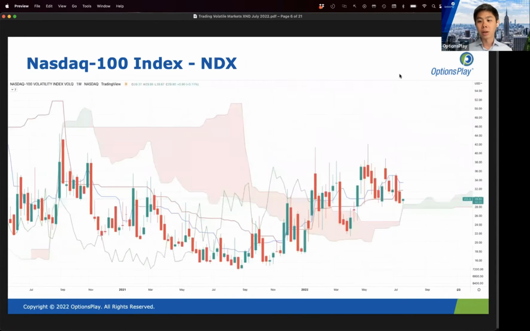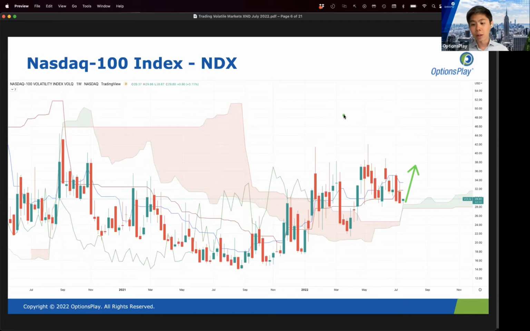The next chart I want to take a look at is the VolQ index. This is the Nasdaq-100 Volatility Index. Many of you are familiar with the VIX index, which is the S&P 500 Volatility Index. This is the VolQ, which is the same index for the Nasdaq-100. What we see here is that pretty much since November, we've had a series of higher lows. And just recently, we tested the bottom of the cloud model. Again, this is really an opportunity for volatility to expand. Now, that is a bearish sign for equities.